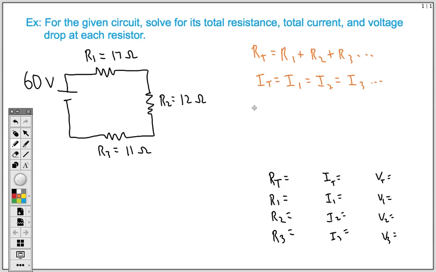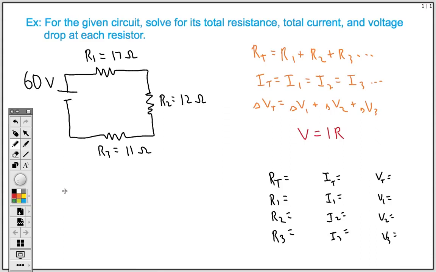Then our total voltage, or change in voltage, for a series circuit is similar to solving for the resistance, where the voltage drops at each of our resistors will add up to the total voltage. So we just have to add them up to get our total. We're going to use these three rules in addition to Ohm's law, and if you recall, Ohm's law is V equals IR, so we're going to be able to use this equation with our three rules.